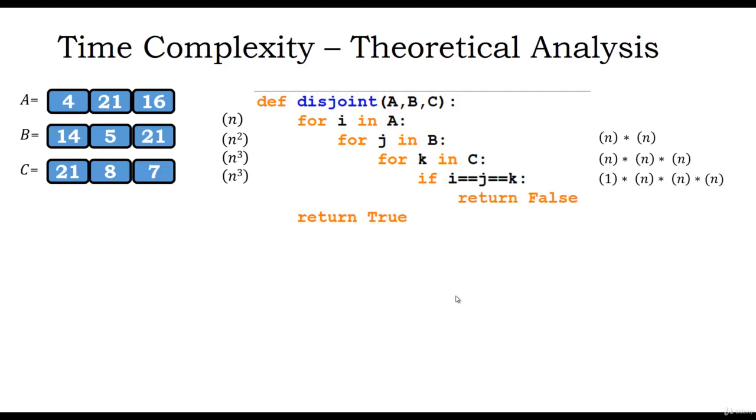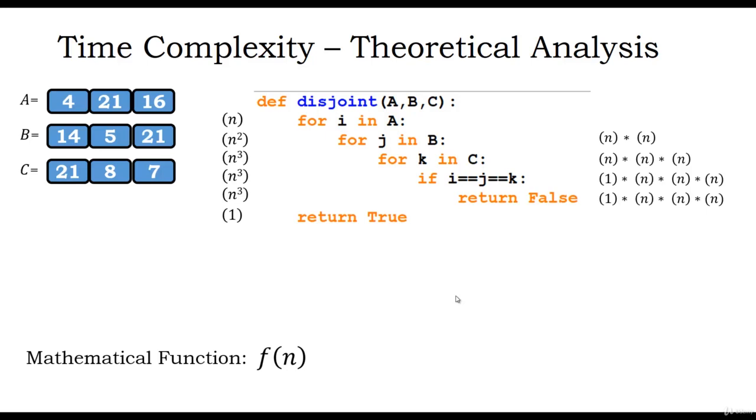And finally, we have a return statement as well as the end of the function. Now, if we see the mathematical function f of n for this algorithm, we will see that there are 3 statements which take n cube time to compute. There is 1 statement which takes n square time, 1 statement which takes n time, and finally we have a statement which takes constant time. If we see this polynomial, the highest degree is n cube. Therefore, we say that this algorithm, disjoint, will take O of n cube time to run. Or the time complexity of this algorithm is O of n cube.